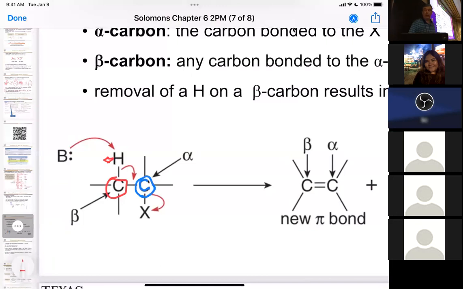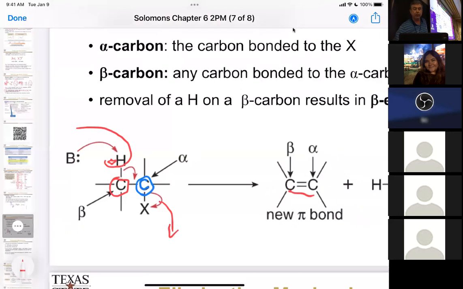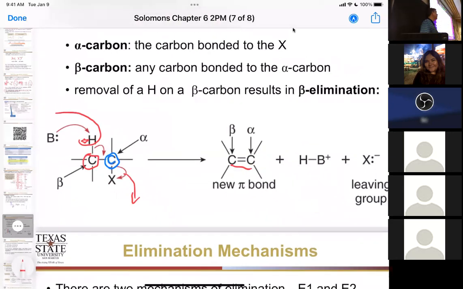Okay, so that way, when we lose this to base and when we lose this as a leaving group, we end up creating a new bond between our beta and our alpha carbon, giving us our new alkene.